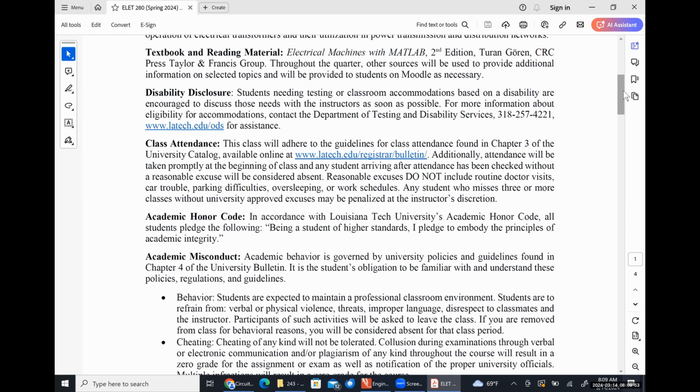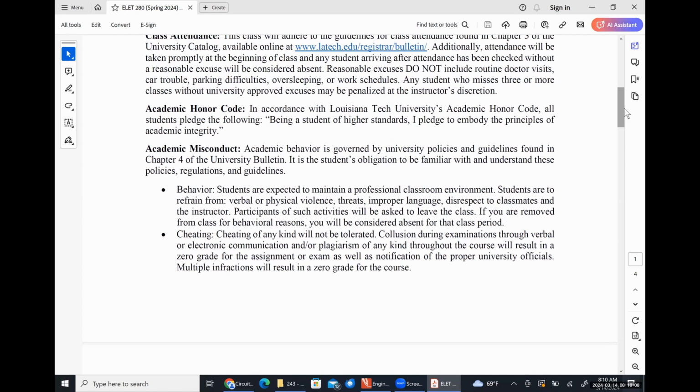All right. Academic honor code is pretty boilerplate stuff. Being a student of higher standards, you pledge to embody the principles of academic integrity. And then we go into a little bit more specifics here. With regards to behavior, the official policy is here. My general unofficial policy is that if you're less of a condescending asshole than I am, you're doing great as far as your behavior goes. With regards to cheating, I do not care for that at all. I do not enjoy filling out the paperwork and sending students to the honor committee and all that kind of stuff, but I have to do it roughly every quarter. So just do yourself a favor and don't cheat.